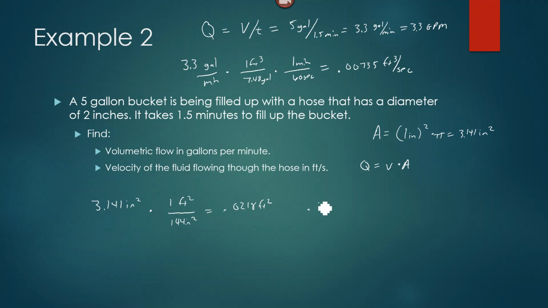So we take our 0.00735 feet cubed per second and divide this by 0.0218 feet squared. And we're going to get 0.337 feet per second. So 3.3 GPM, and the velocity inside the hose is 0.337 feet per second. Okay, that is it.